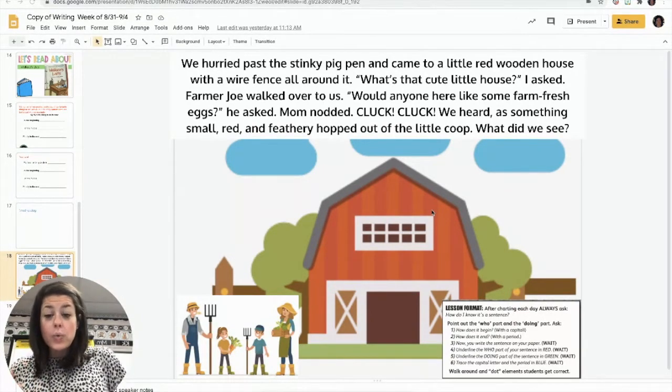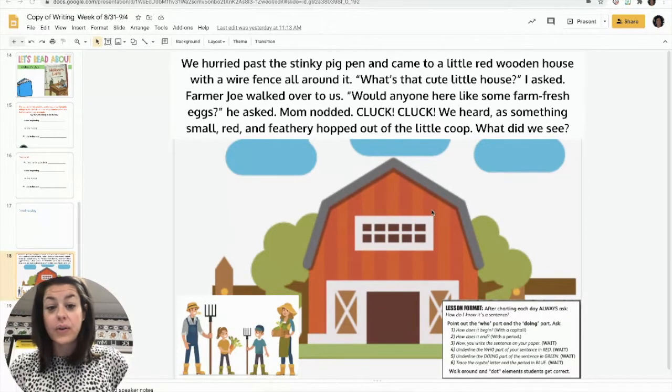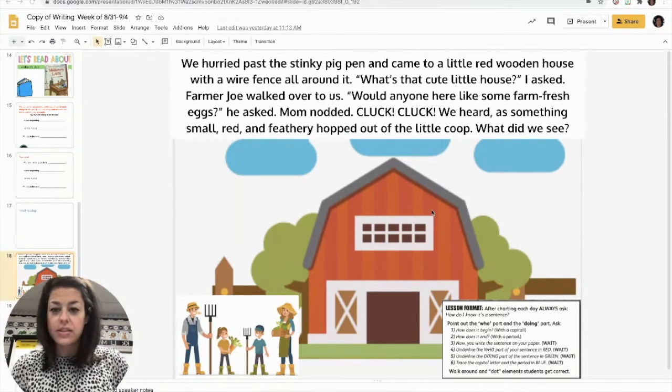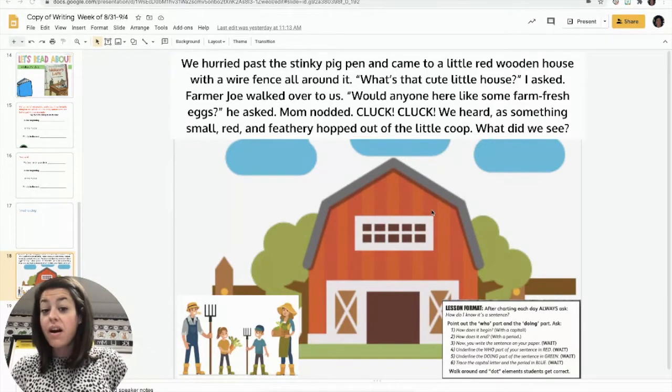So they say, "We hurried past the stinky pig pen and came to a little red wooden house with a wire fence all around it. What's that cute little house?" I asked. Farmer Joe walked over to us. "Would anyone here like some farm fresh eggs?" he asked. Mom nodded. "Cluck, cluck, cluck." We heard as something small, red, and feathery hopped out of the little coop.